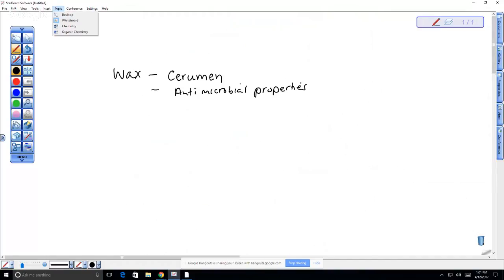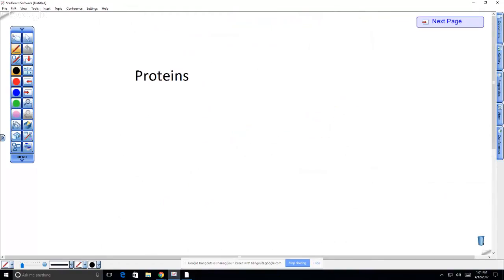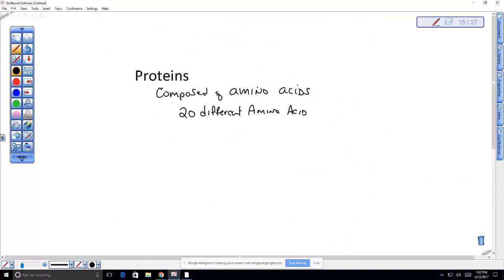So now we're going to move to proteins. Okay, so this is where I got confused. Okay, so proteins are composed of amino acids. We have 20 different amino acids in our body. And they can be put together in any order. So the amino acids are put together in a specific order, and you get a chain of amino acids.